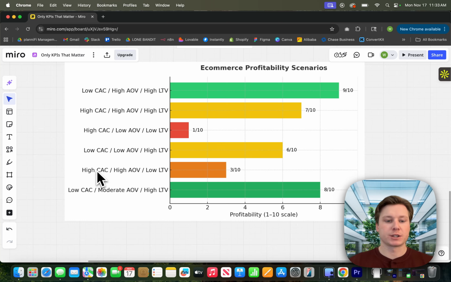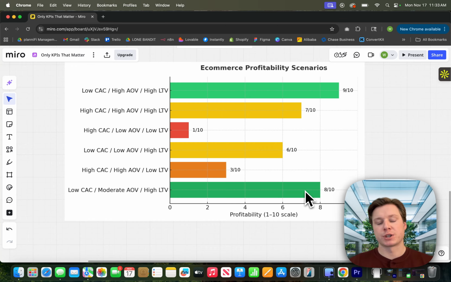Like you're spending a lot to get a customer, you're getting a lot on the first order, but it's probably about break even, and then you get no money on the back end. It just doesn't make sense. The last one is low CAC, moderate AOV, and high LTV. So this one's pretty scalable. You're getting a low CAC, so it's not costing you a whole lot to get a customer. AOV is okay. Maybe you're break even, give or take, but you have a high LTV on the back end, so it takes care of it. Again, it's just a little bit longer payback period, but this gets an 8 out of 10.